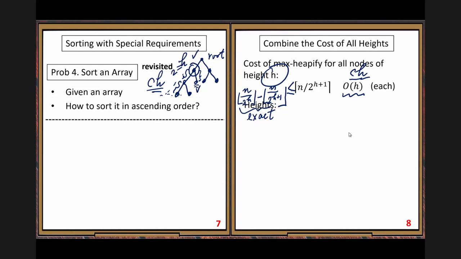All right, heights. We can go from 1 through the floor of log base 2 of n. Log base 2 of n. This height corresponds to the root.